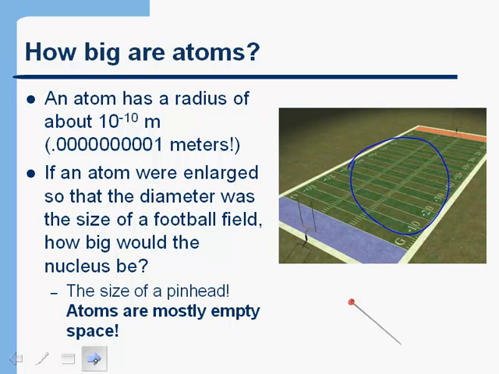Well, it turns out that at this scale, if we enlarge an atom to this scale, the nucleus would only be the size of a pinhead at the 50-yard line. And so the most important thing to get from that is that atoms are mostly empty space. So we have these electrons circling the nucleus in some way, and the nucleus is very, very small right in the center. Okay, so atoms are mostly empty space.